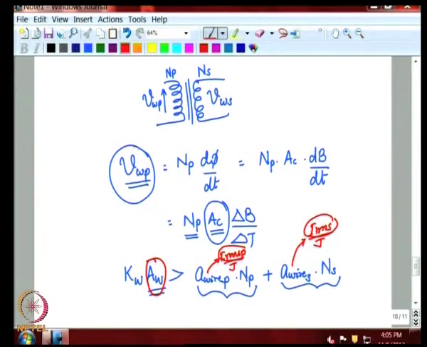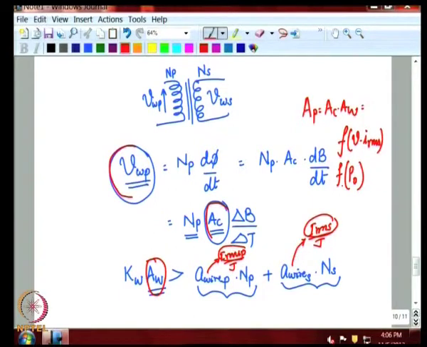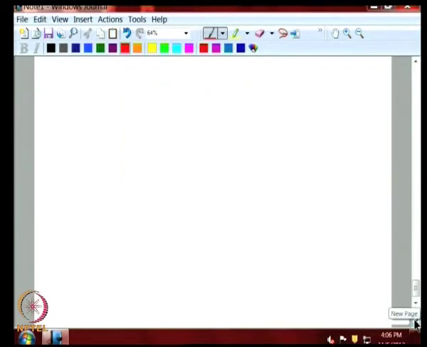And in the earlier equation, the voltage and AC were linked, and therefore the area product AP, which is equal to AC into AW, is a function of V into I RMS, or a function of power P naught. So, in that manner you try to do the design of the transformer too.